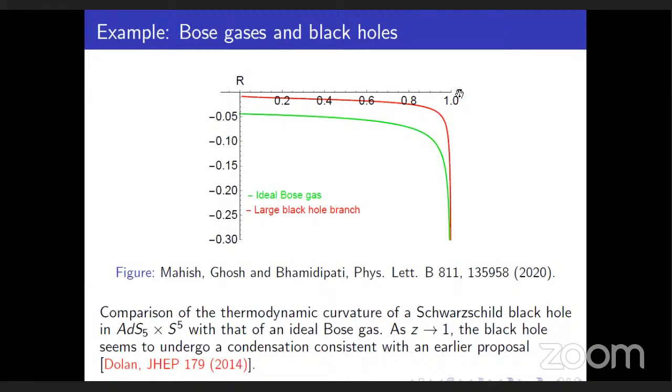As a simple illustration, I'll show a comparison of the thermodynamic curvature, the Ricci scalars, versus the fugacity of an ideal Bose gas and the large black hole branch of a Schwarzschild black hole in AdS5 times S5.